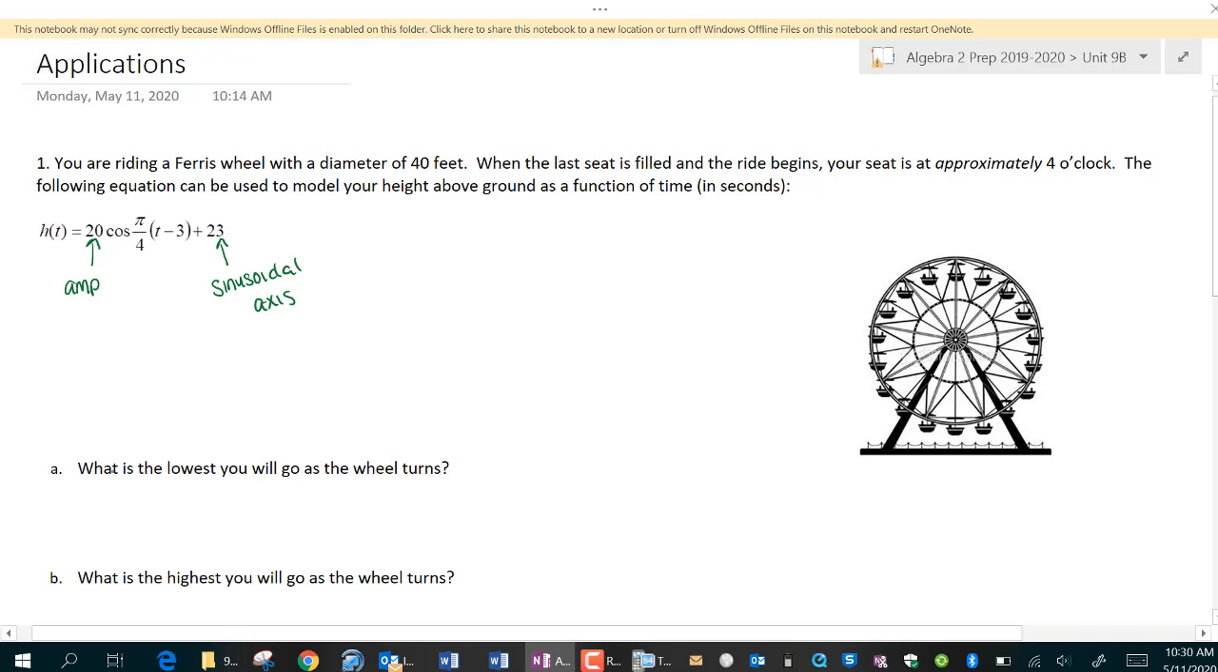Part A says, what is the lowest you will go as the wheel turns? The lowest is referring to our minimum. Kind of like if you were asked to figure out the range, we would take the sinusoidal axis, which I'm going to abbreviate SA, and subtract the amplitude. So my sinusoidal axis is 23, I subtract 20, and I get a minimum of 3 feet. So the lowest you will be on that Ferris wheel is 3 feet off the ground.